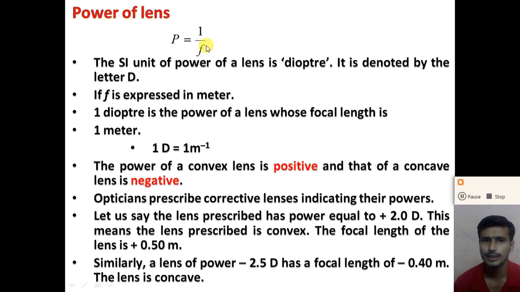Now, if the focal length is expressed in meters, what is 1 diopter? 1 diopter is the power of a lens whose focal length is 1 meter. So if we consider a lens having a focal length of 1 meter, we can say that the power of that lens is 1 diopter. So dear student, 1 diopter is equal to 1 meter inverse.